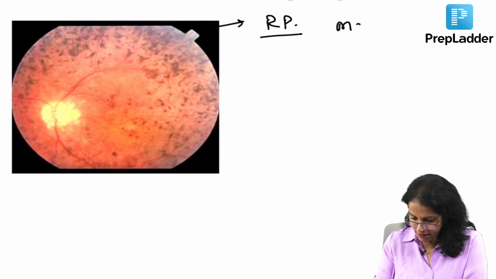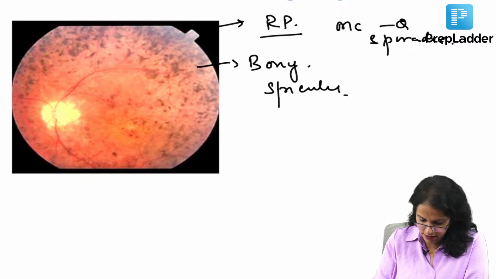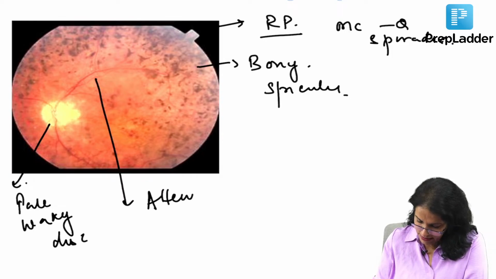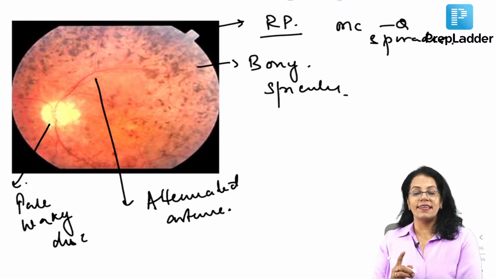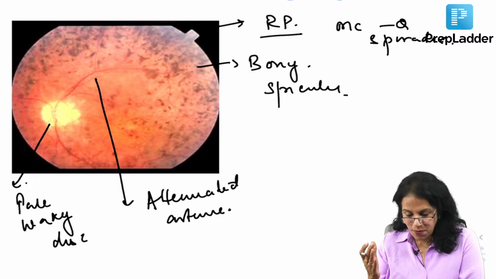Most commonly, a first exam question, it is sporadic. We will not forget this. Okay, what are these? These are the bony spicules. If you look at the image, we are looking at the central fundus and the mid periphery. We can see the spicules in the fundus. At the disc, we see the pale waxy disc. This is the typical triad, isn't it? And attenuated arteries. So this is a case of retinitis pigmentosa. Please revise this, it's very, very important. Most commonly sporadic. If it is hereditary, we all know all three modes of inheritance are possible.